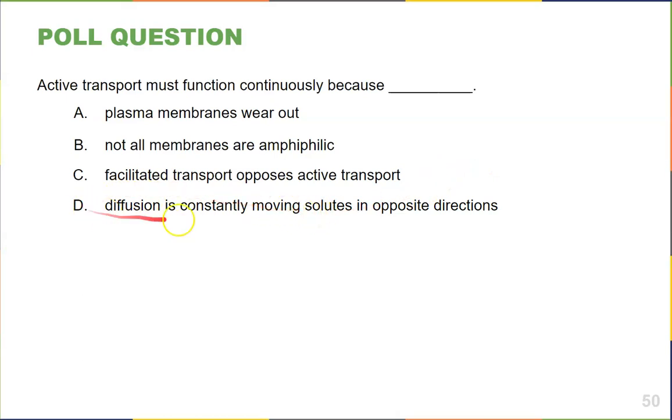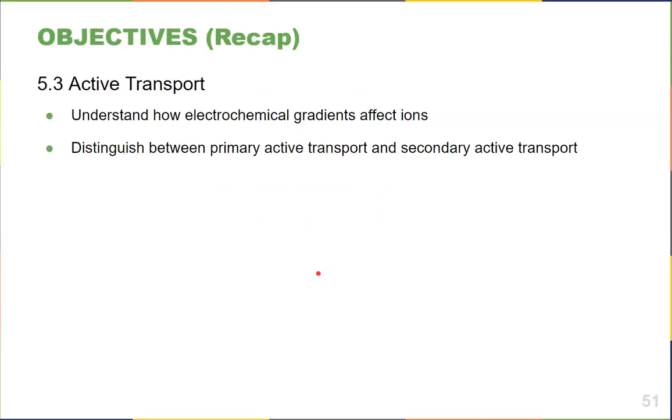So D is the correct answer. Diffusion is constantly moving solids in the opposite direction. So diffusion is going to happen on its own all the time. So active transport combats that and moves the solids in the direction that they need to go. Not necessarily want to go, but the direction that they need to go in. All right, so that's 5.3, that's active transport.